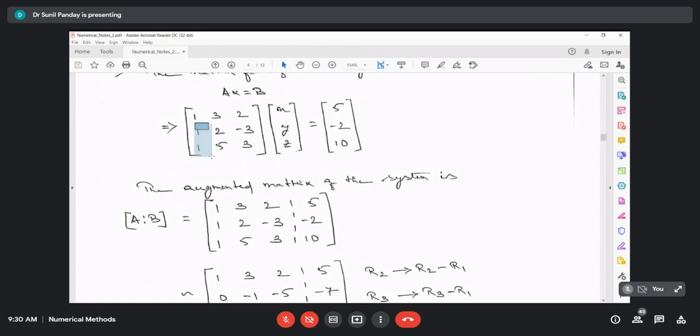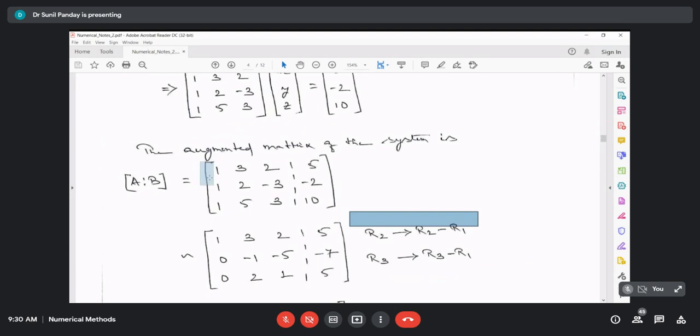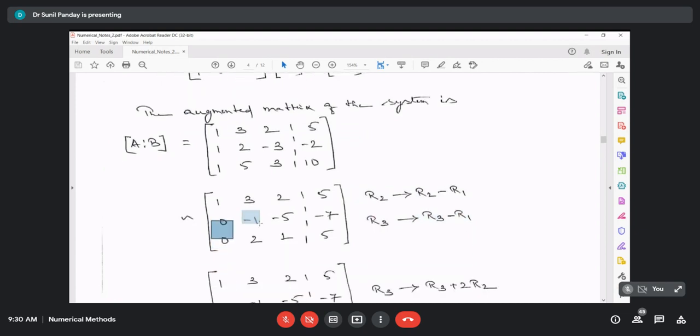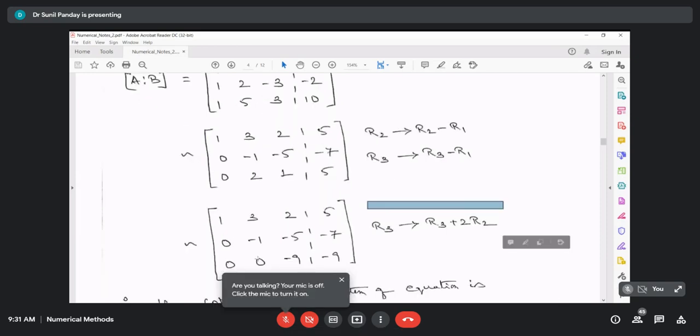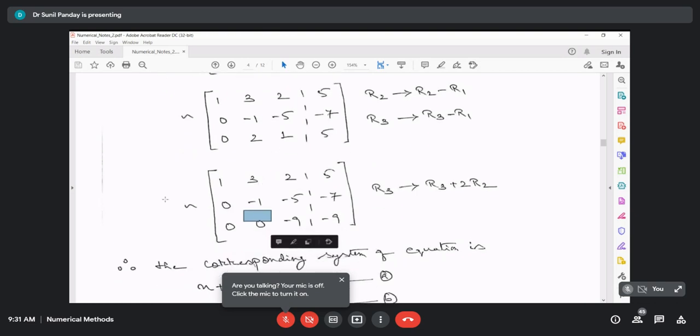So you know that here already 1 is there. So if I do the elementary operation like R2 goes to R2 minus R1, in this matrix, if I apply this elementary row operation, R2 goes to R2 minus R1, and R3 goes to R3 minus R2, I will get 0 here. And the second is, this is the diagonal entry A22 of the augmented matrix A augmented B, and I have to make 0 here. So I apply the operation R3 goes to R3 plus 2 R2, and we have 0 here.